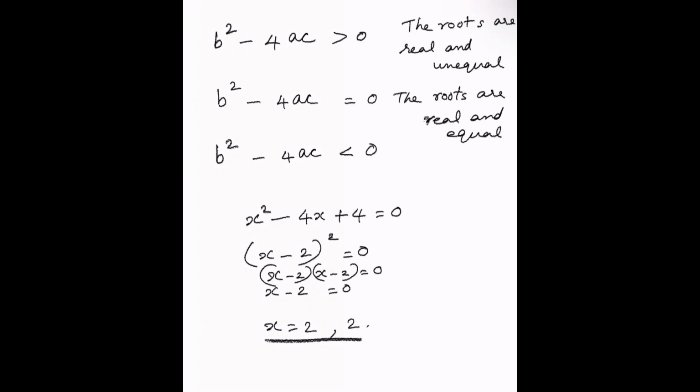So let me just put the values of a, b, c in this equation. What is the value of a here? What is the value of b here? What is the value of c here? Can one of you tell me what is the value of a? A is 1. Yeah, a is 1. C is plus 4.